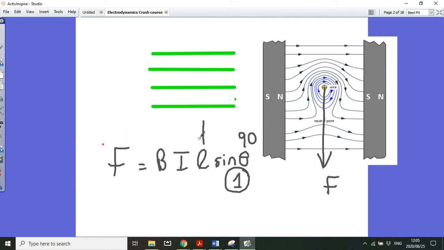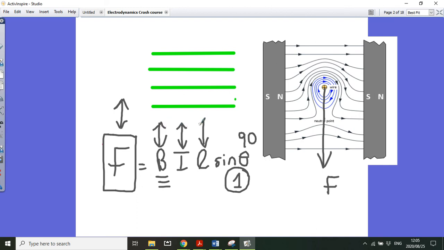You can increase the length of the wire that is actually in the magnetic field. You can increase the strength of the current in that wire, and you can increase the strength of the magnetic field. Now remember, if you're saying increase the strength of the magnetic field, you didn't give a practical way. So you must say use a stronger magnet to increase B, the strength of the magnetic field. And all of those things will then increase the force, or decrease the force, whichever one they ask you.